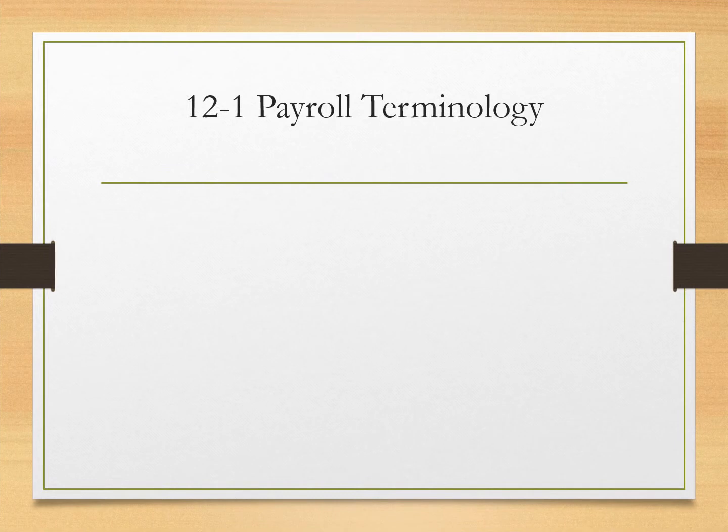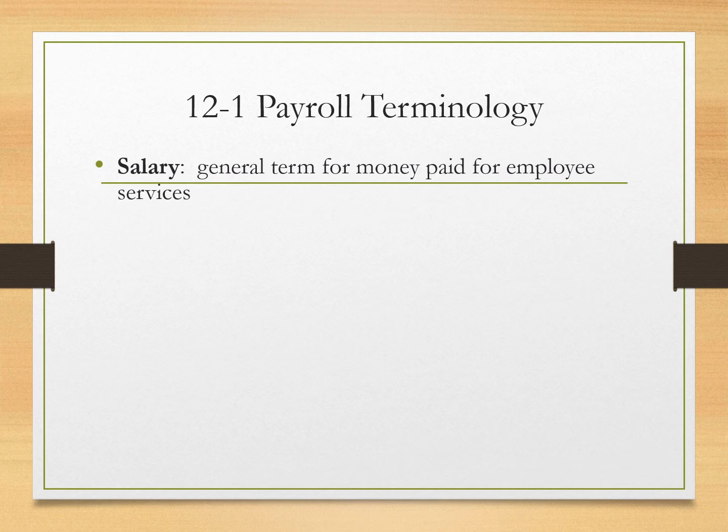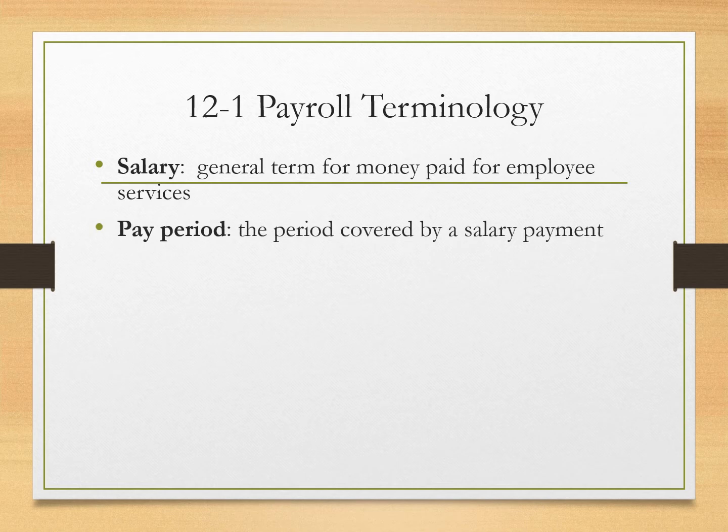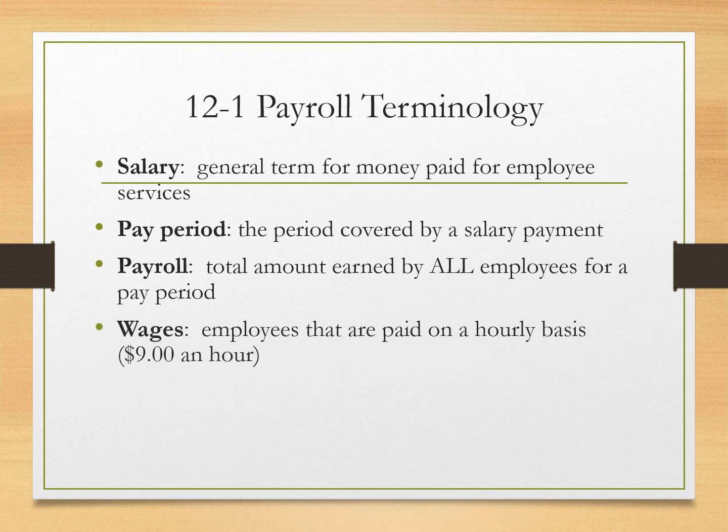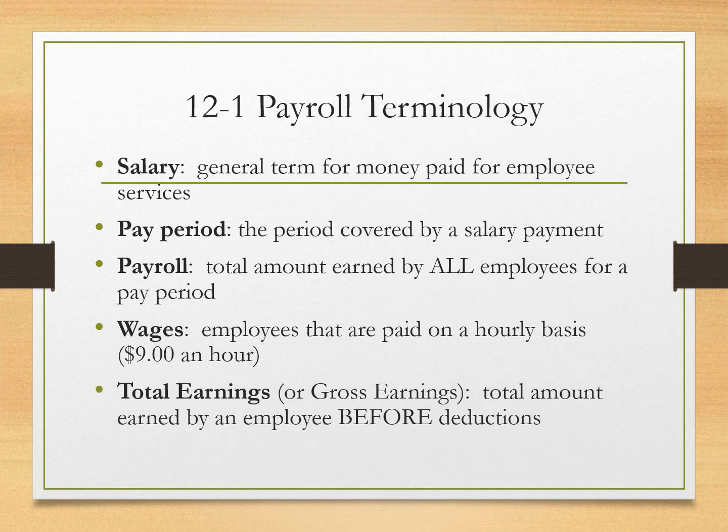12-1 Payroll Terminology. Salary is a general term for money paid for employee services. Pay period, the period covered by a salary payment. Payroll is the total amount earned by all employees for a pay period. Wages, employees that are paid on an hourly basis, such as $9 an hour. Total earnings or gross earnings is the total amount earned by an employee before deductions.